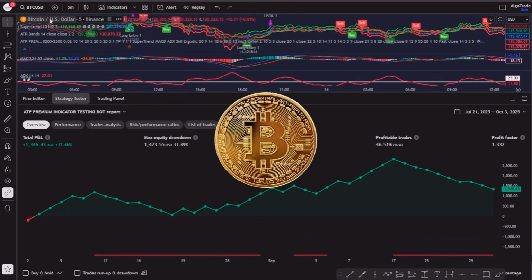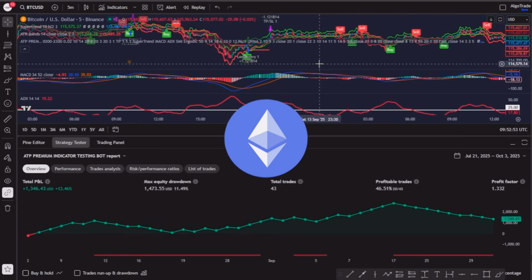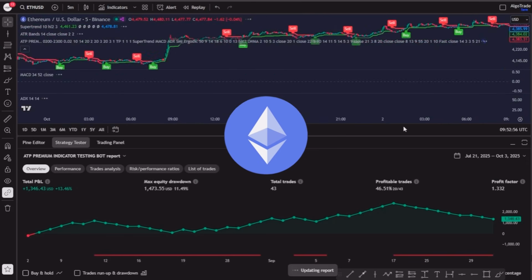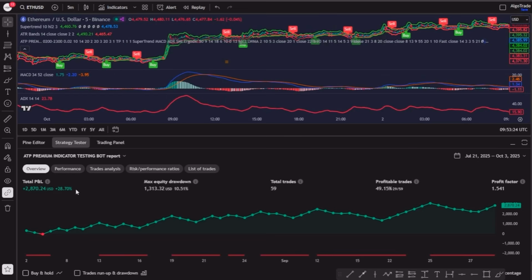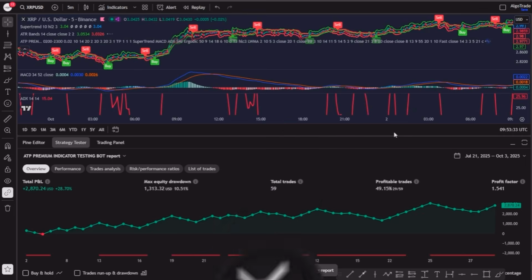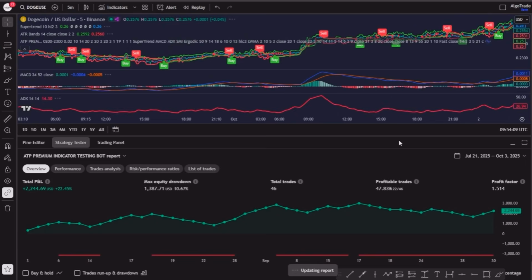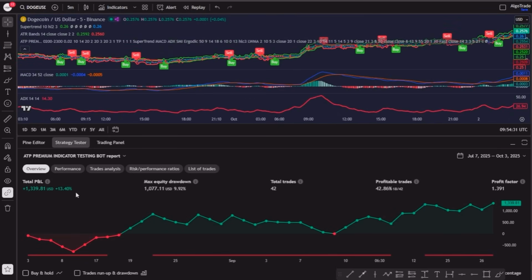Starting with Bitcoin on the 5-minute chart, over the last 2 months, the strategy delivered a profit of 13%. The equity curve was stable and smooth, showing consistent performance. Moving on to Ethereum, things looked even better. The system delivered 26% profit in the same period, with a 50% win rate. On XRP, results were also strong, with 21% profit and a clean upward equity curve. Even on Dogecoin, the strategy still managed 13% profit over 2 months.